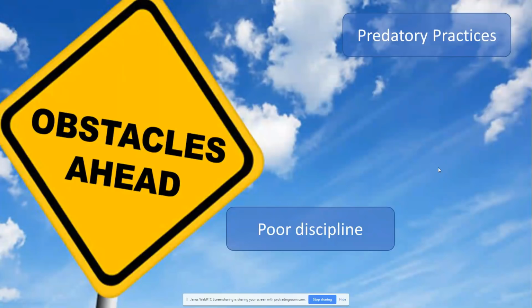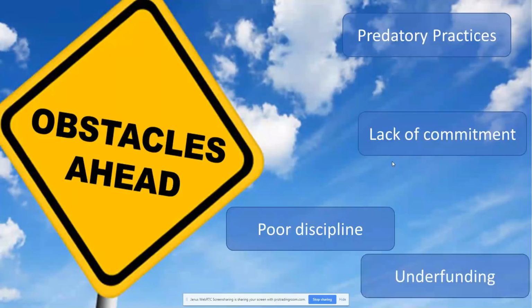And why are there so many obstacles, right? Why do so many people fail? Well, I believe that there's a bunch of things that contribute to it. There are predatory practices out there that you really have to worry about. You have to worry about people with poor discipline that just never really set up rules that they're going to follow, and they never get into that mature professional mindset that you have to get into to be successful. Could be a lack of commitment, right?